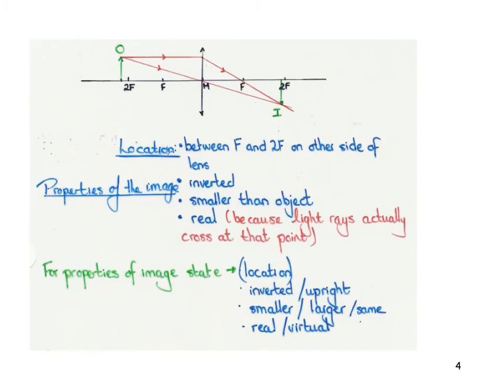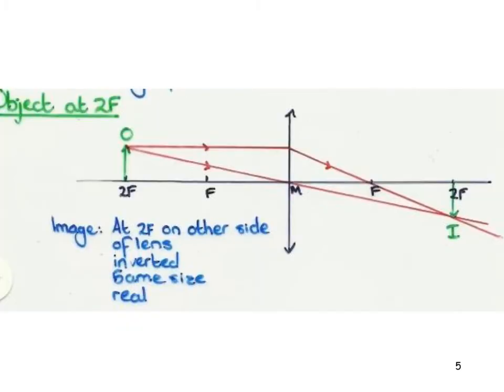If my object is beyond 2f, we've done this one a million times over, as I said. Here's my object at 2f, and it turns out that I get a perfect little image exactly at 2f on the other side of the lens. It's real, it's inverted, and it is the same size as the object.